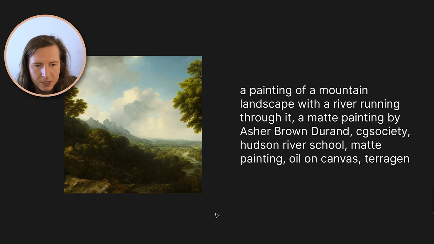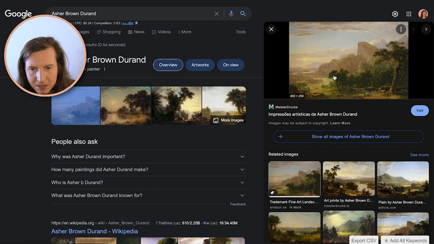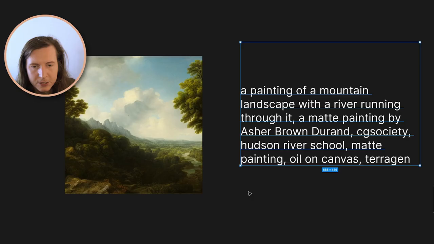So beyond this, there is a landscape attempt, and the output of this was a painting of a mountain landscape with a river running through it, a matte painting by Ashok Rao Durand. This is pretty similar, I would have to say, that these are very like the original and have done pretty well. So I put these back into Midjourney, and these are the outputs I got.